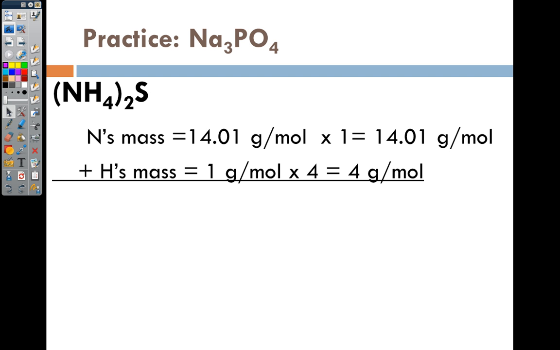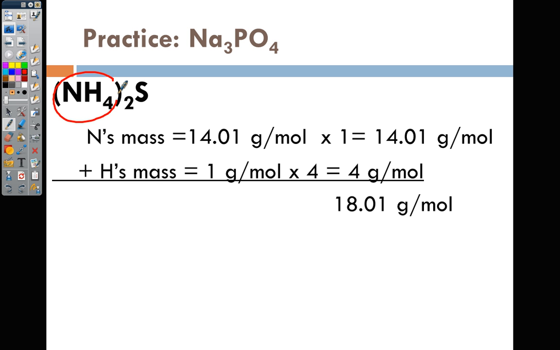N. How many N do I have? 1. And I said that's 14.01, right? How many hydrogen do I have? 4. So I multiply 1 by 4, and I get 14.01 plus 4. So when I get 18.01, that is the mass of just this one NH4. But what do I have to do now, Ebony? I have to multiply by 2.